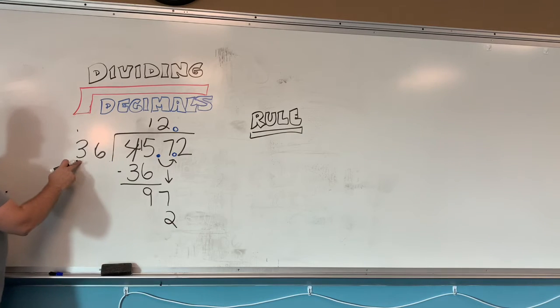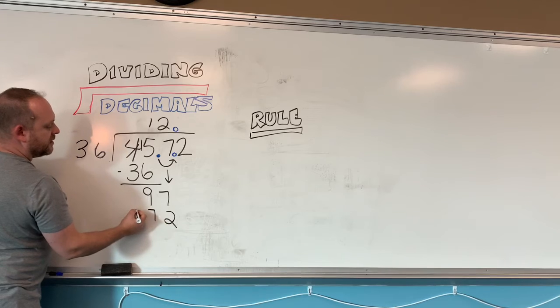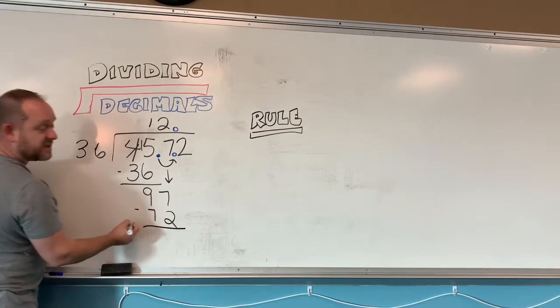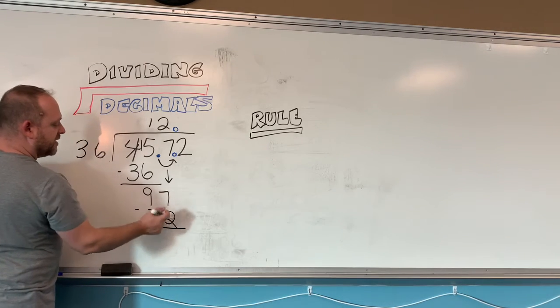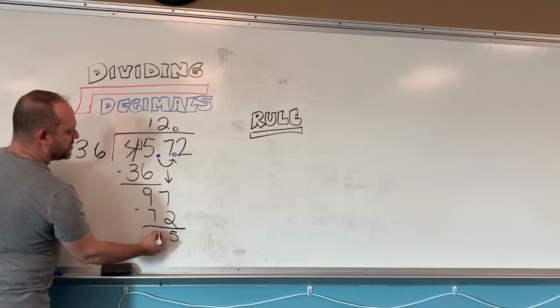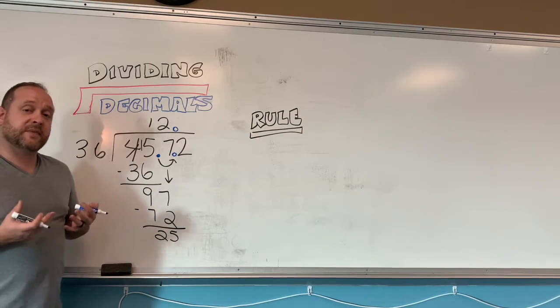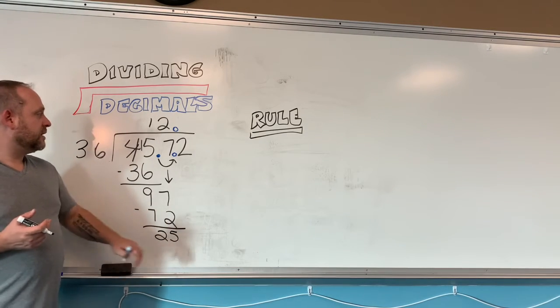2 times 3 is 6, plus 1 more gives us 7. That would be 72. Let's subtract it and see what we get. 7 minus 2 is 5, and 9 minus 7 is 2. 25 is pretty big, but is less than 36. That means we did the right amount out of that.